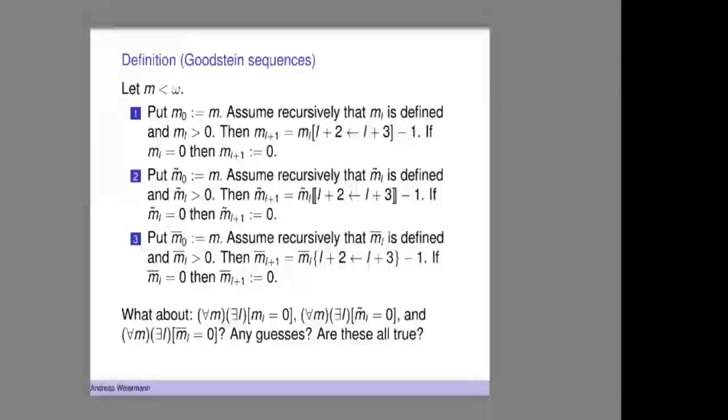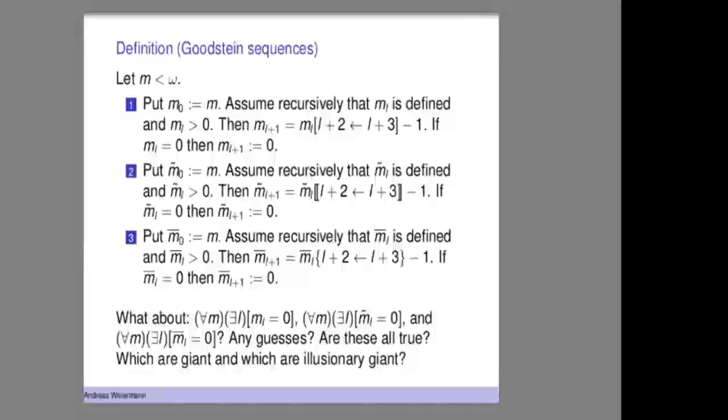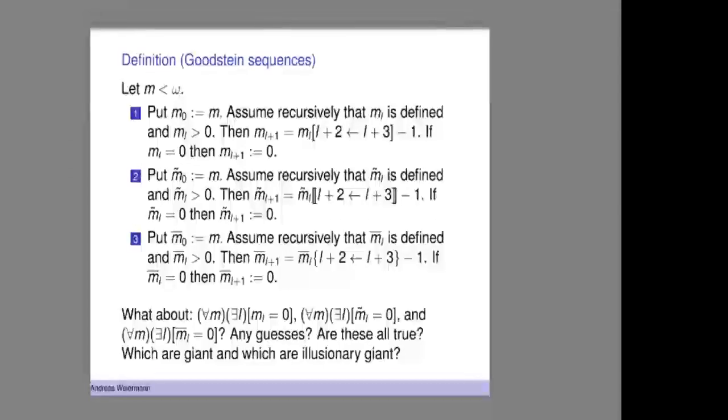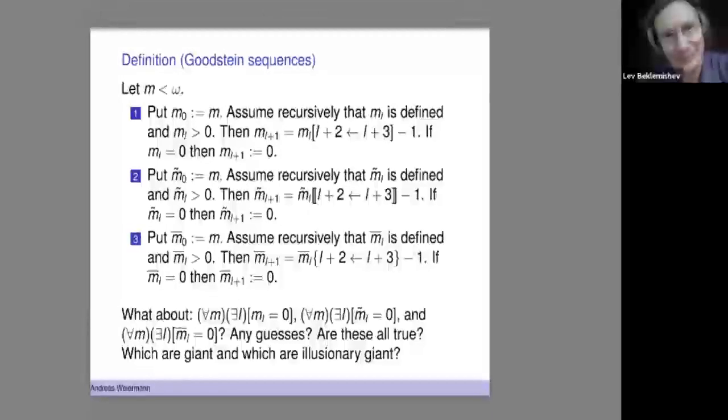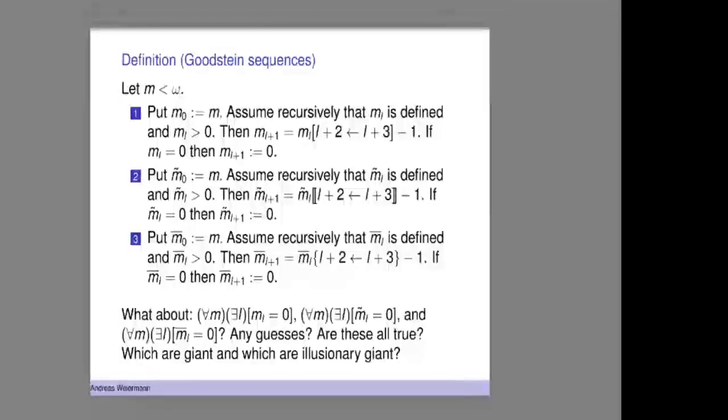Yes, so the question is, are these all true? And yes, they are all true. Now the question is, which are giant and which are illusionary giant? So which have strong proof theoretic strengths and which are weak? That's a good question. And that's the topic of my talk. So we will answer the last question in the next slides.